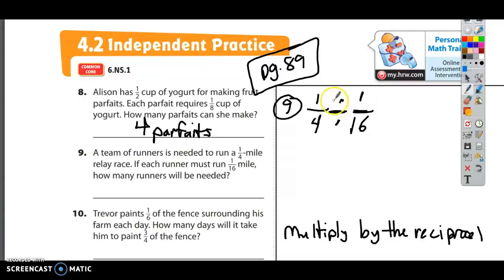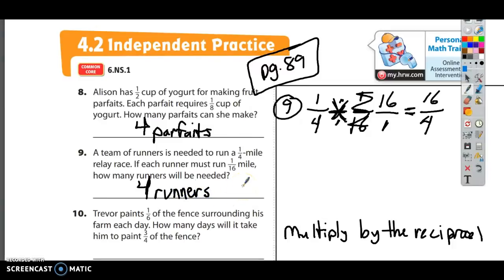So instead of dividing, we multiply, and instead of 1/16, we use the reciprocal, which is 16/1. And we simply get 1 times 16 is 16, and 4 times 1 is 4. We get 16/4. 16 divided by 4 is 4. For what? For how many runners will be needed? We'll need 4 runners.